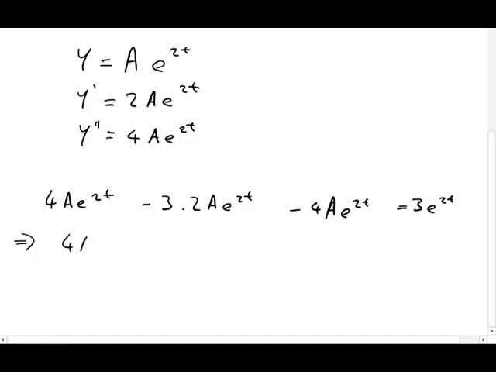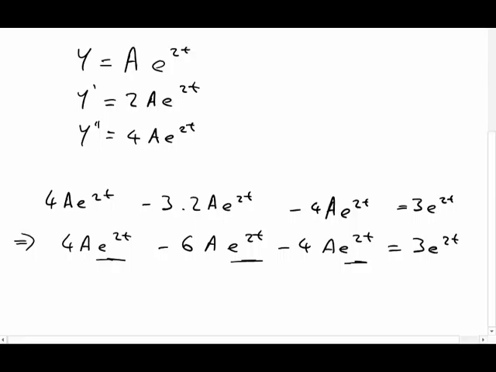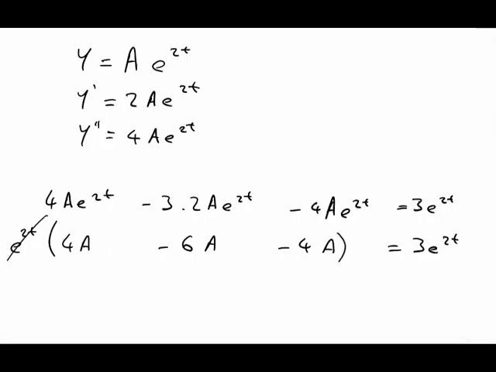So we end up with 4a e to the 2t minus 6a e to the 2t minus 4a e to the 2t equals 3 e to the 2t. Well, notice I've got an e to the 2t there, there, and there. I'm just going to divide through by e to the 2t, or if you want to see it like this, I'm going to take out e to the 2t and factor it out, and then divide through by e to the 2t, because I've got an e to the 2t over here too. So we end up with that.